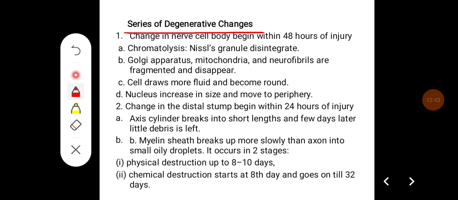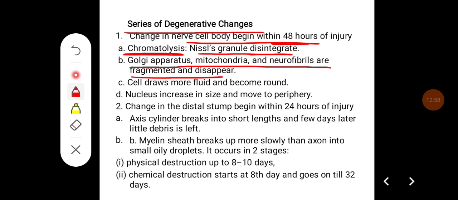Series of degenerative changes. The changes in the nerve cell body begin within 48 hours of injury. There you can see chromatolysis, where the Nissl's granules disintegrate. The Golgi apparatus, mitochondria, and neurofibrils are fragmented and disappear. The cell draws more fluid and becomes round. The nucleus increases in size and moves to the periphery.